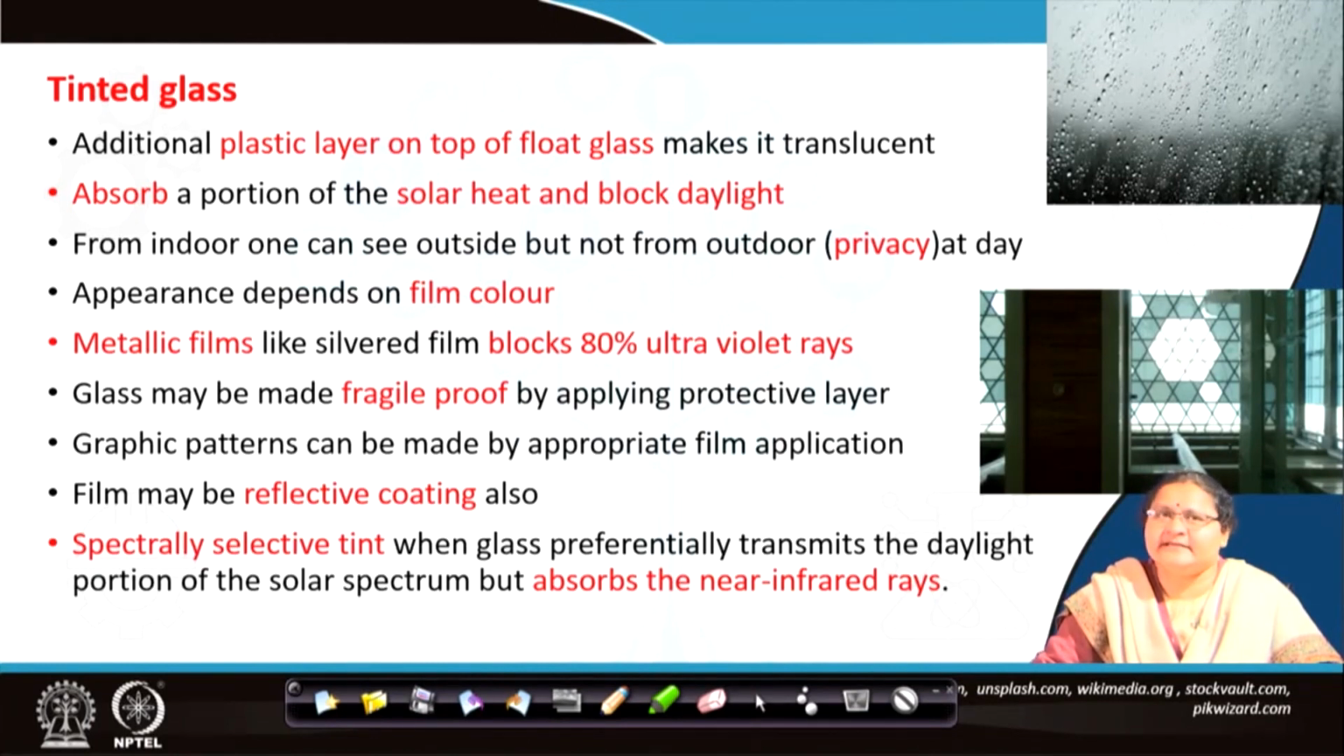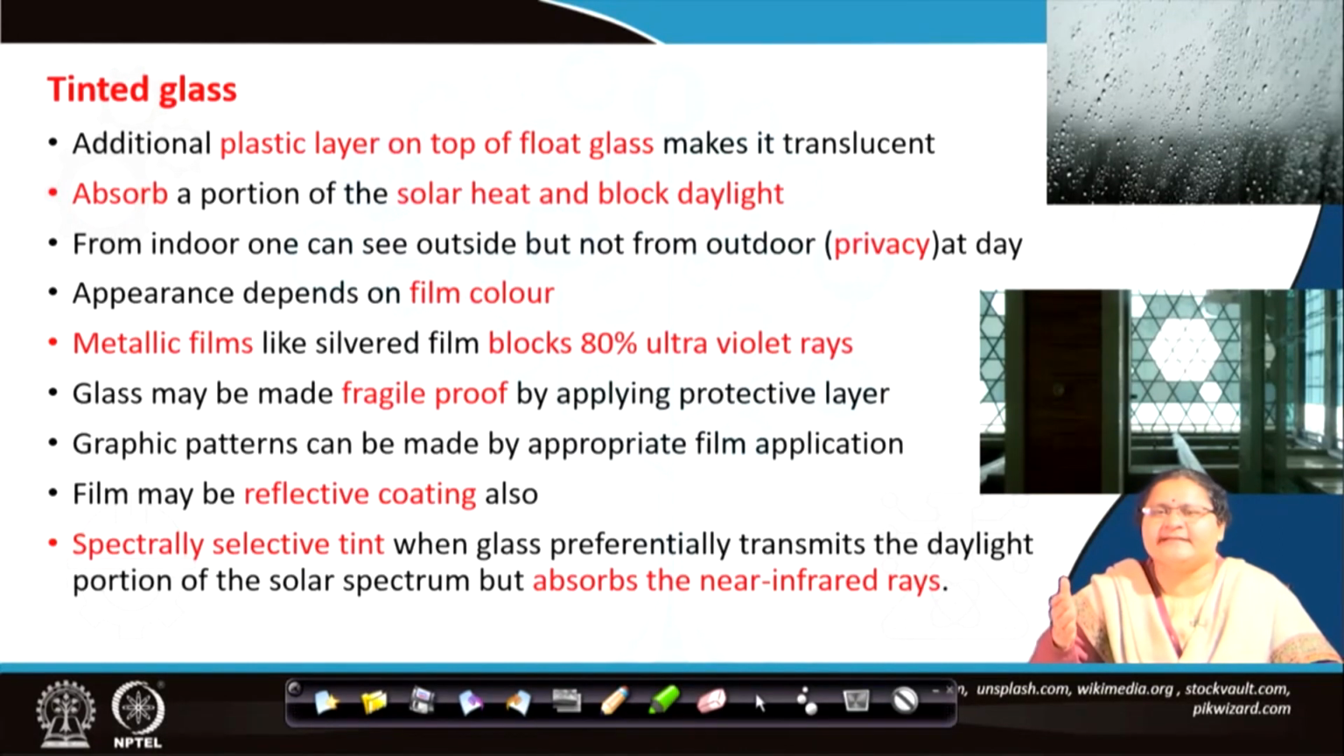From indoors one can see the outside, but not from outdoors at daytime, and at night it is very difficult to see through it, both ways. So, this kind of tinted glass provides privacy. Appearance obviously depends on the color of the coating or the plastic sheet on top of it. Here you see, you can cleverly do some corrections. You can provide metallic films like silvered film, which will block 80% of ultraviolet rays.